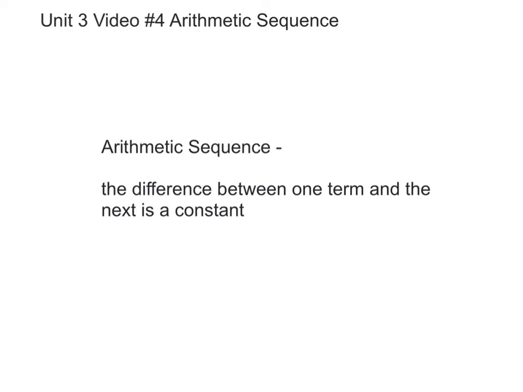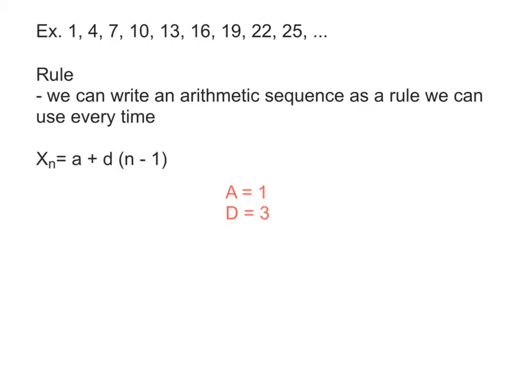All right, Unit 3, video number 4, arithmetic sequence. So again, make sure this is written in your notes. We also want to have this written in the notes. An arithmetic sequence is one where the distance between one term and the next is a constant, so it's going to be the same. All right, let's look at a numeric example here.